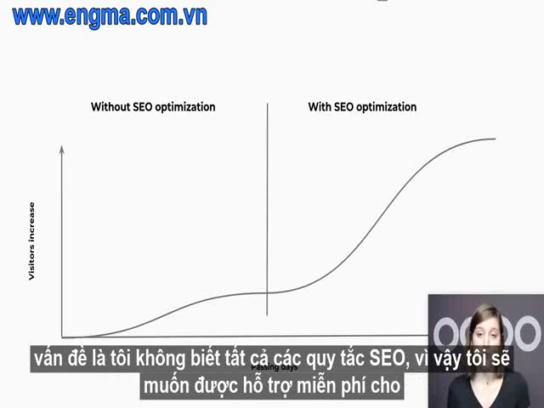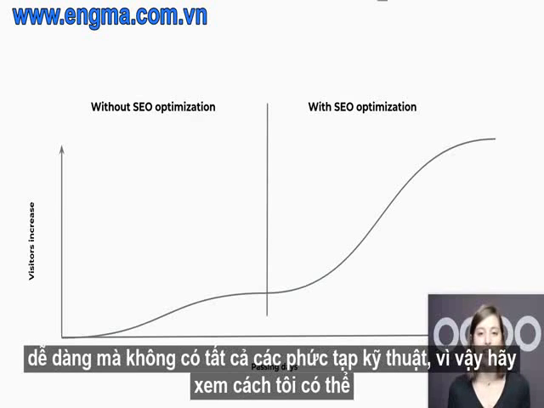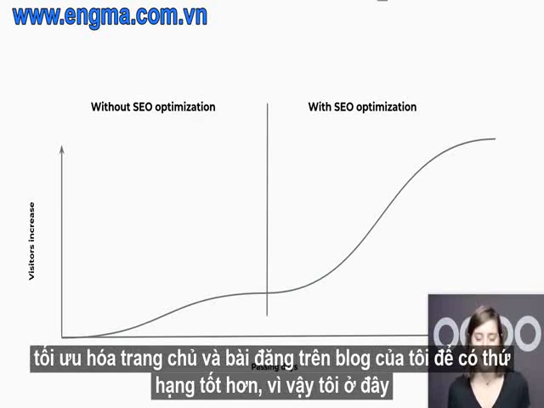Properly using SEO will boost my website traffic and grant new visitors faster than if I ignore it. The problem is, I don't know all the SEO rules, so I'll want Odoo's assistance for this task. It has an SEO feature which will help me optimize everything more easily without all the technical complexities. So let's see how I can optimize my homepage and blog posts to get a better ranking.